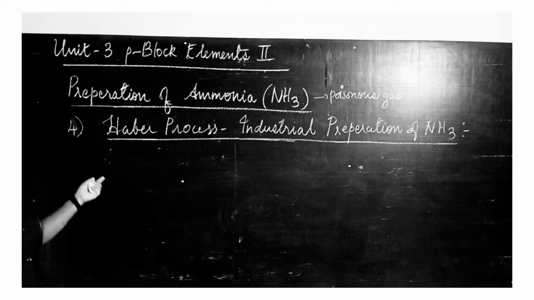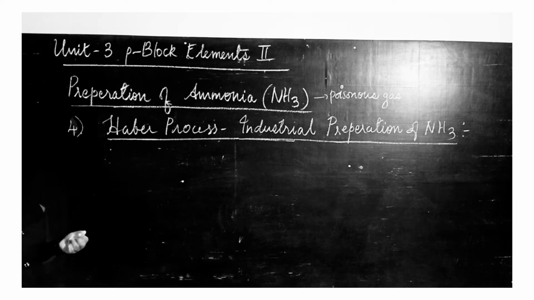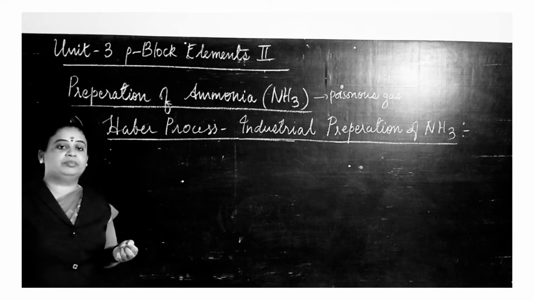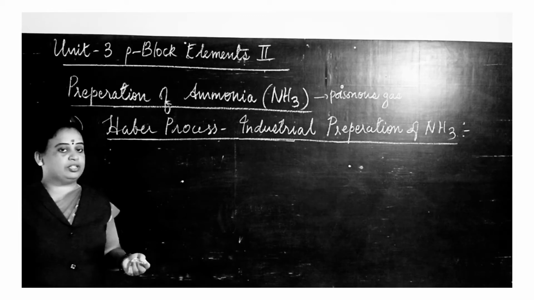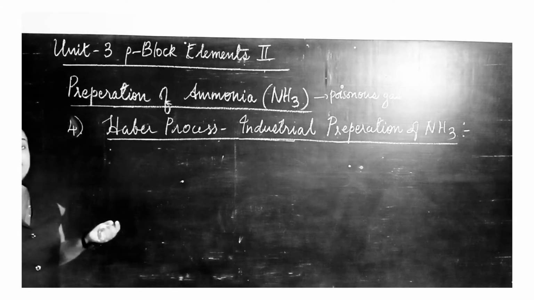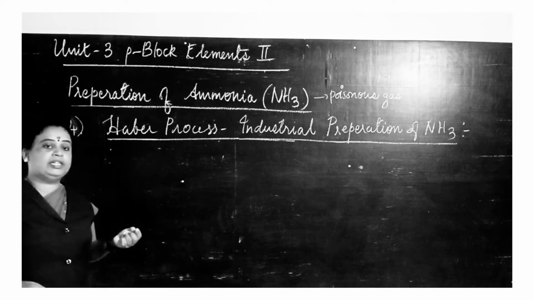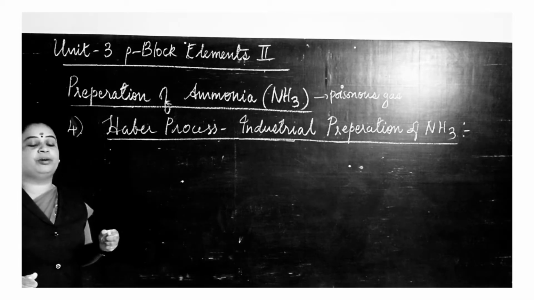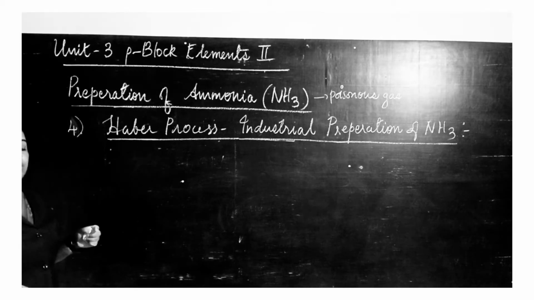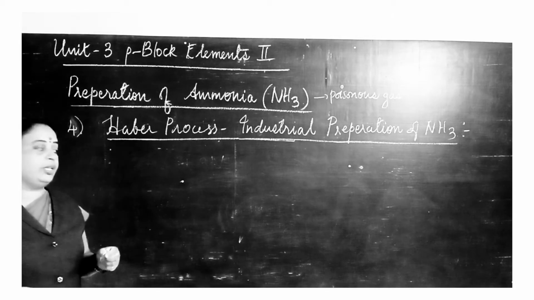Now let us see how ammonia is prepared by Haber process. So Haber process is the industrial preparation. So ammonia is prepared on a large scale, used for industries. Okay, so that is done by Haber process. So in Haber process, hydrogen gas and nitrogen gas combine together to form ammonia. So this nitrogen gas and hydrogen gas are taken in the ratio of 1:3.